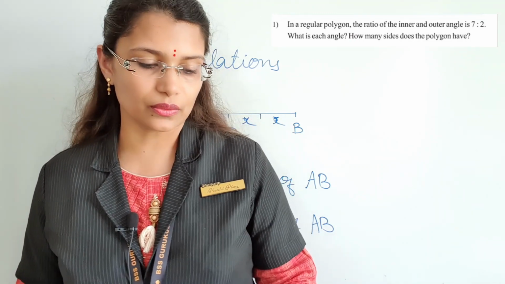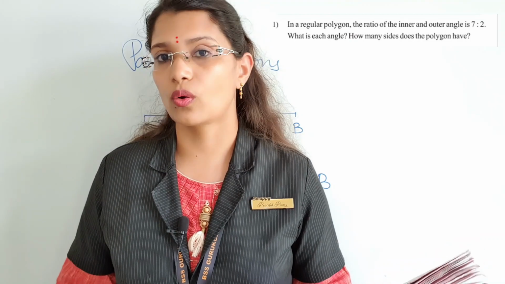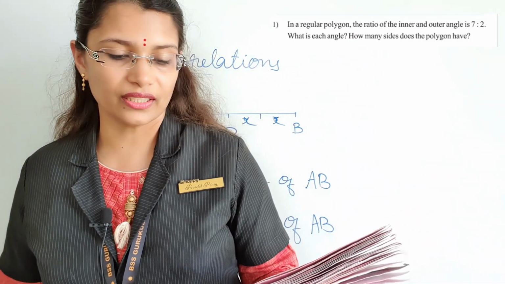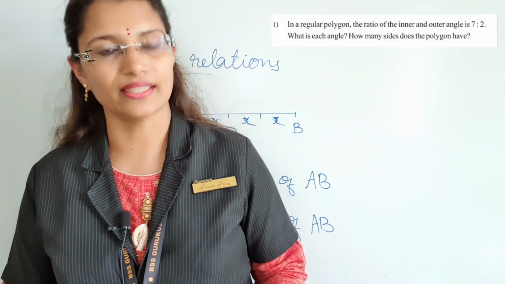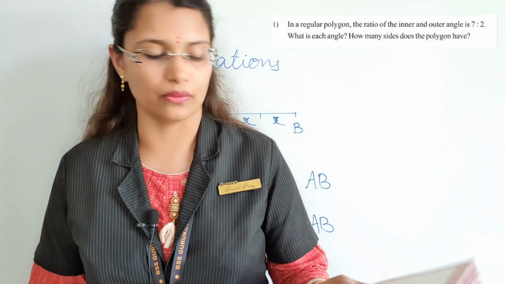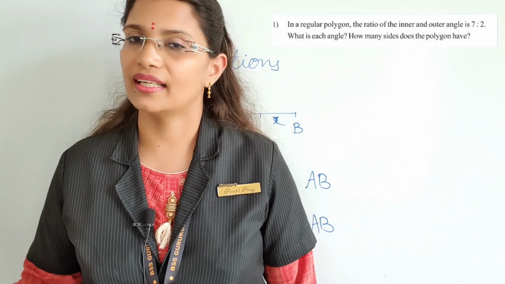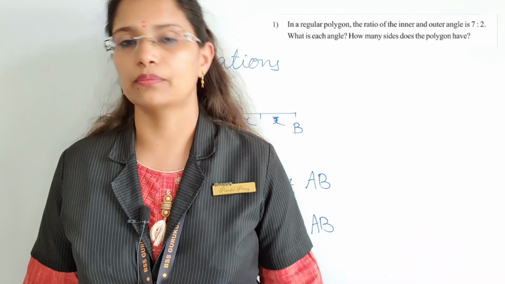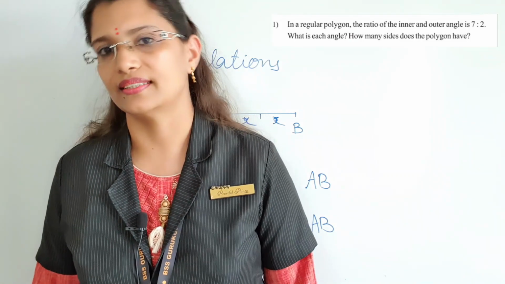So here, children, the question is, it is a regular polygon. Regular polygon means all the sides and angles are equal. Then the ratio of inner and outer angle is given as 7:2. Then what is each angle? We have to find out the inner angle as well as the outer angle. Then how many sides does the polygon have? We have to find out the number of sides.